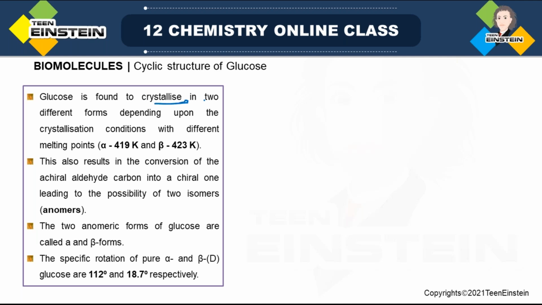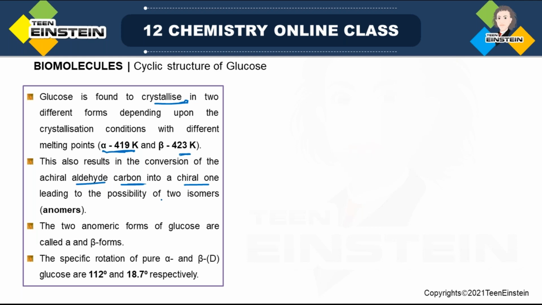Glucose is found to crystallize in two different forms. That means two different types of isomers are there. And the solid that you are getting after crystallization, the alpha form has melting point 419, and beta is different, 423. This also results in the conversion of achiral aldehyde carbon into chiral carbon 1.